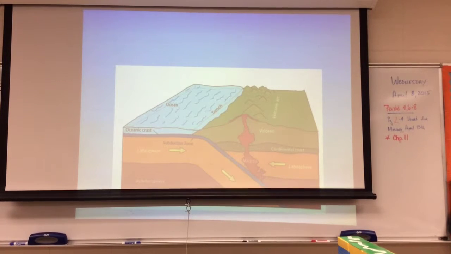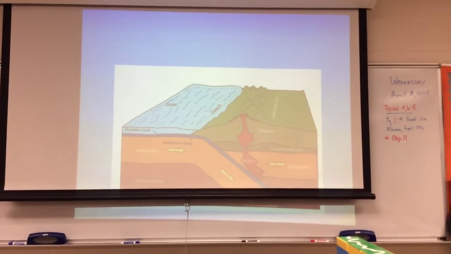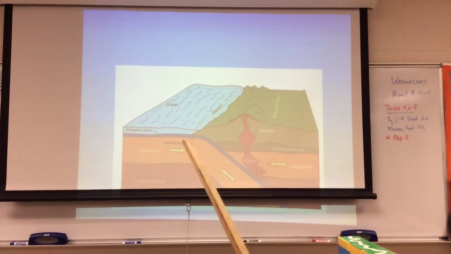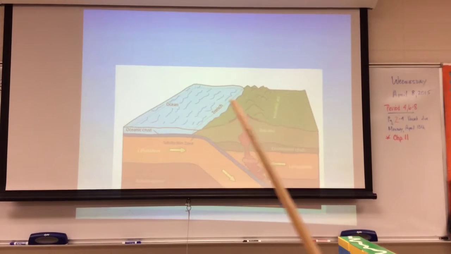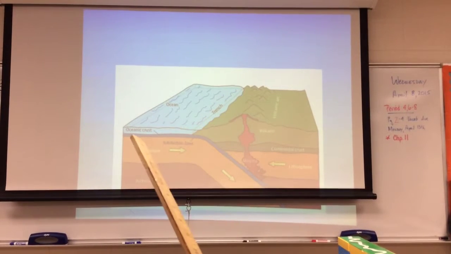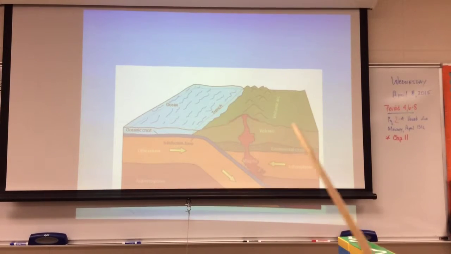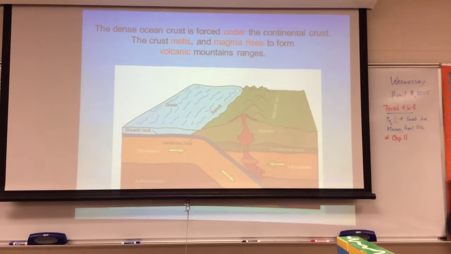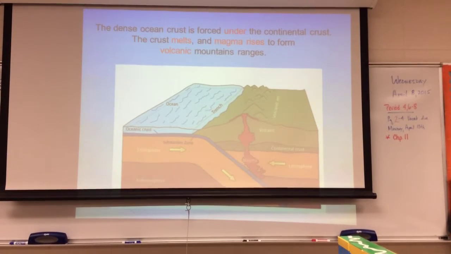What do we have here? In this example, we have the ocean here, and we have our little trench, which is located right near the intersection between the two plates. You can see that the ocean plate is coming under, or subducting under, the continental plate right here. We have volcanic activity right here, and we have our plume, and it's creating mountains right here. The dense ocean crust is forced under the continental crust. The crust melts, and the magma rises to form volcanic mountain ranges.